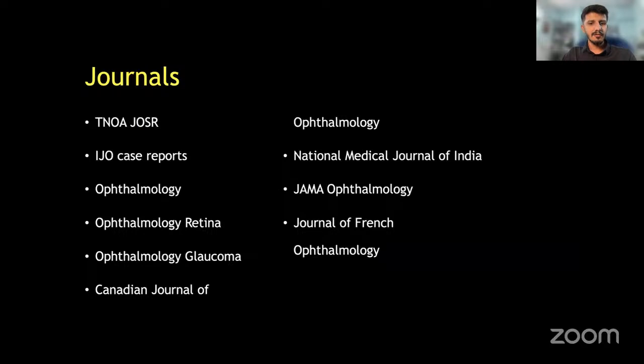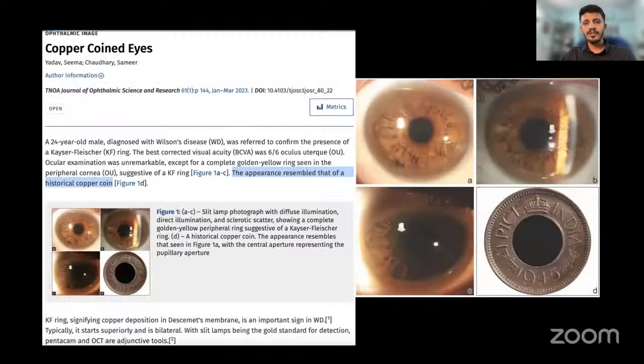So this is a brief list of a few journals which accept photo essays and ophthalmic images. Coming to a list of photo essays and ophthalmic images that I got published: this was a case of Wilson's disease, which had a complete 360-degree KF ring. If you see, the KF ring is not a very unique entity.